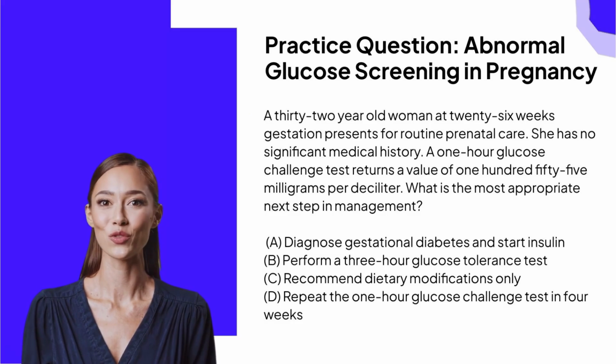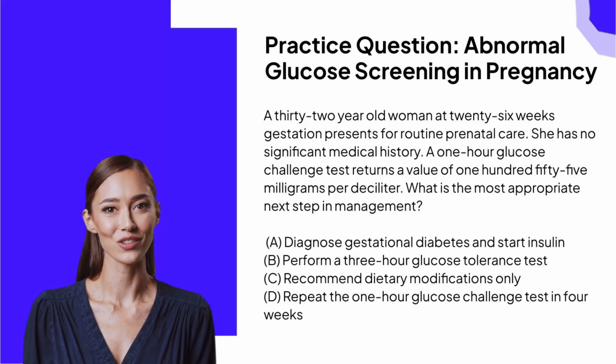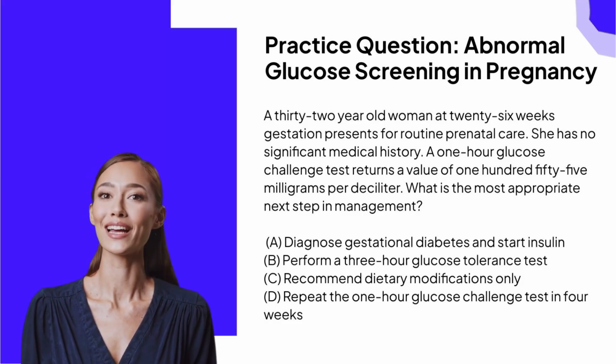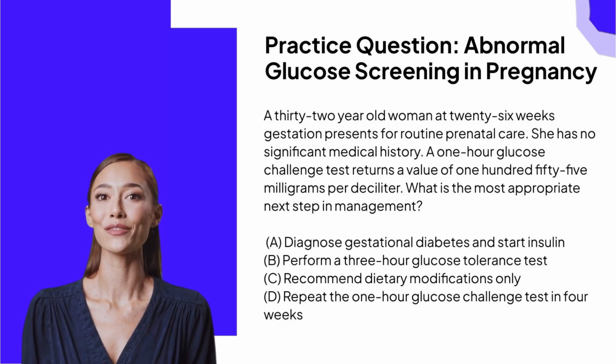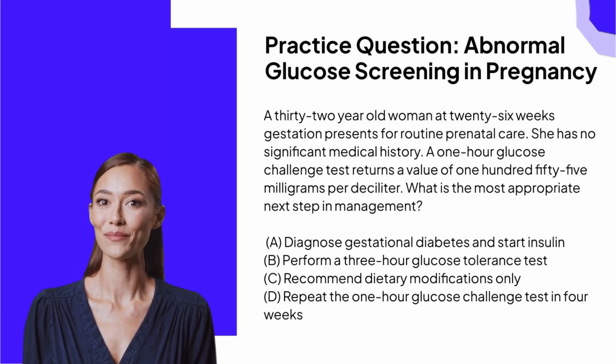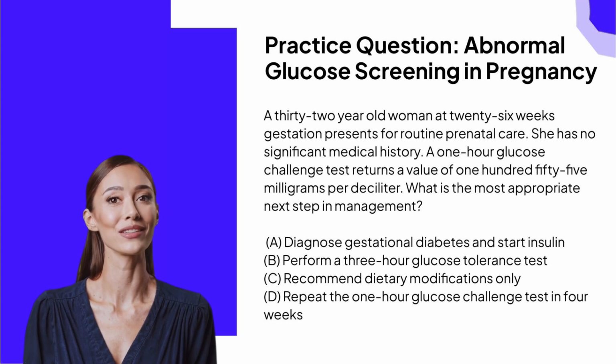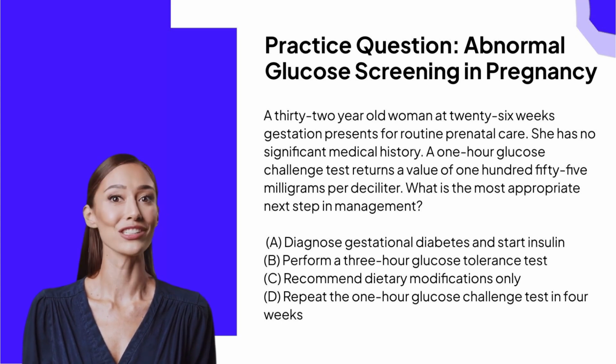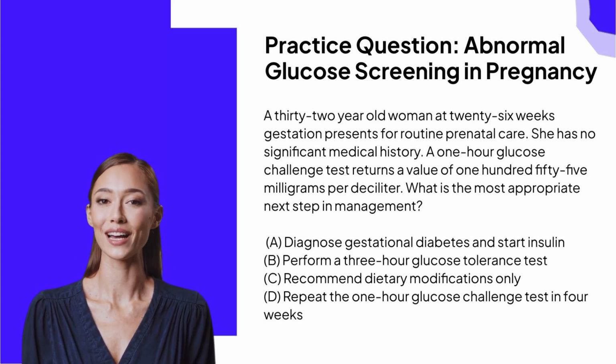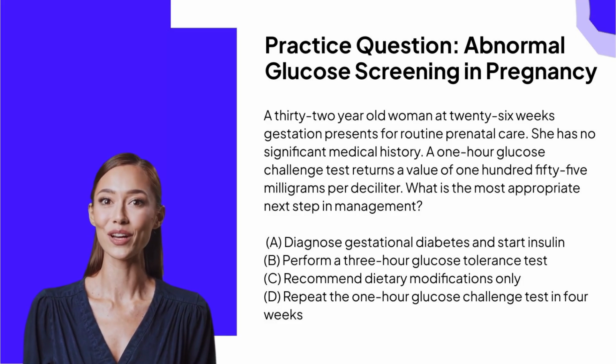A 32-year-old woman at 26 weeks gestation presents for routine prenatal care. She has no significant medical history. A 1-hour glucose challenge test returns a value of 155 milligrams per deciliter. What is the most appropriate next step in management? Take a moment to think about this before we walk through the answer on the next slide. Remember, focus on whether this is a screening test or a diagnostic test.